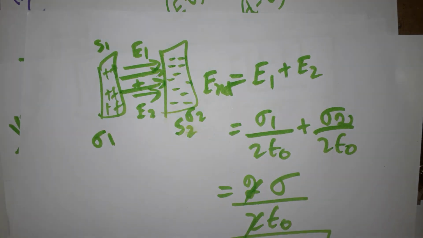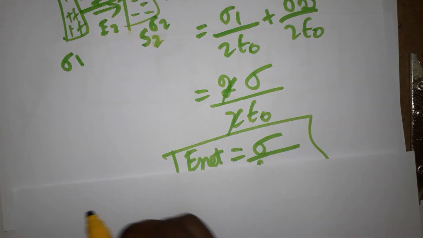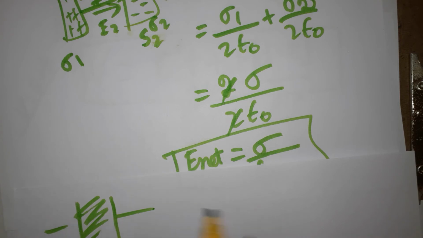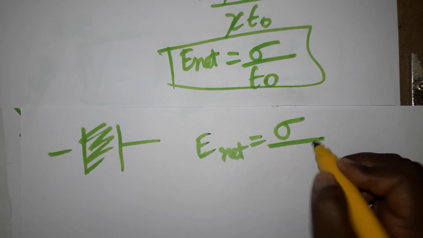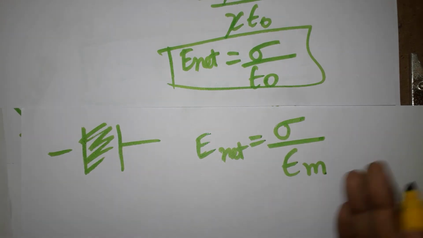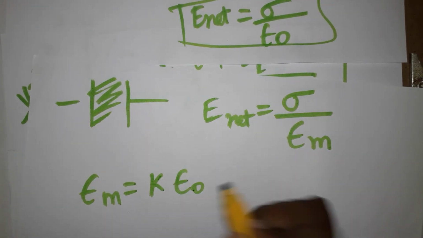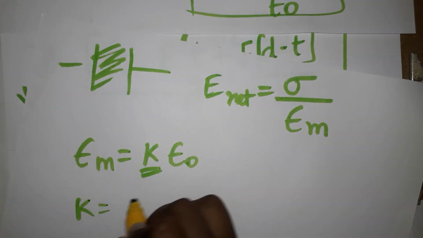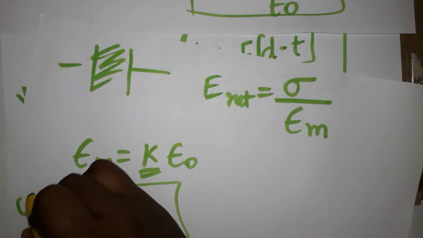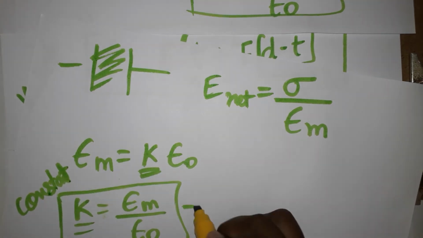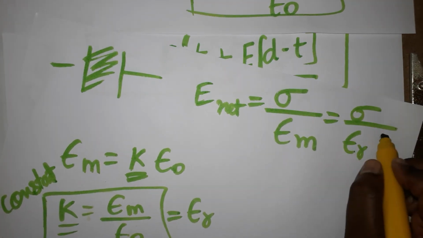The next thing I am going to discuss is when we place a dielectric medium. When we fill the plates with a dielectric medium, the same equation applies: the net electric field is equal to sigma divided by epsilon in a medium. The permittivity in a medium is K times the permittivity in air. So K is equal to the permittivity of the medium divided by the permittivity of air, which is called the dielectric constant. We can also call it the relative permittivity. So this is equal to sigma divided by relative permittivity times epsilon naught.